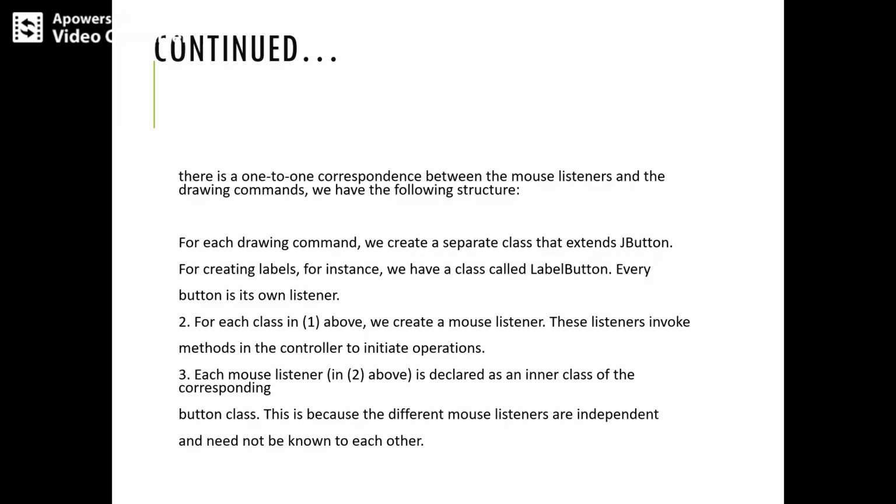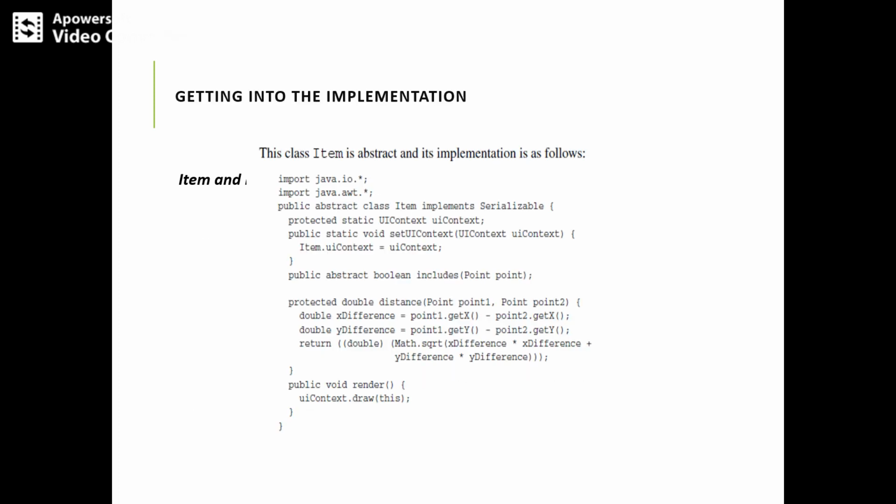This is what I have just explained in the previous slides. Next we are going to discuss getting into the implementation: the class item and its subclasses. This class item is abstract, and the implementation of the code is given below. I will just brief about it.